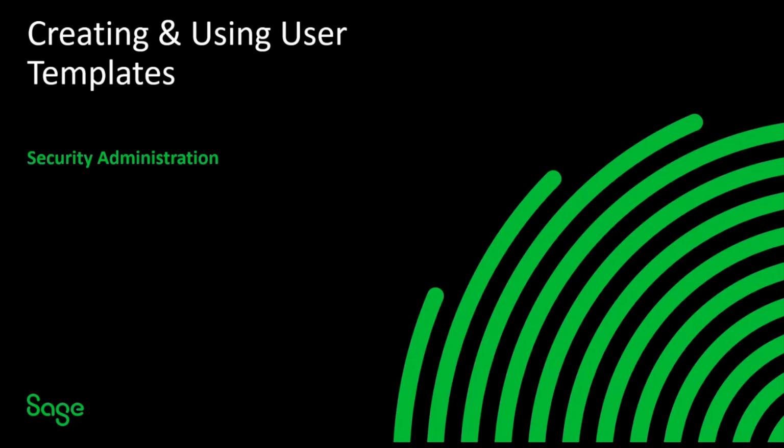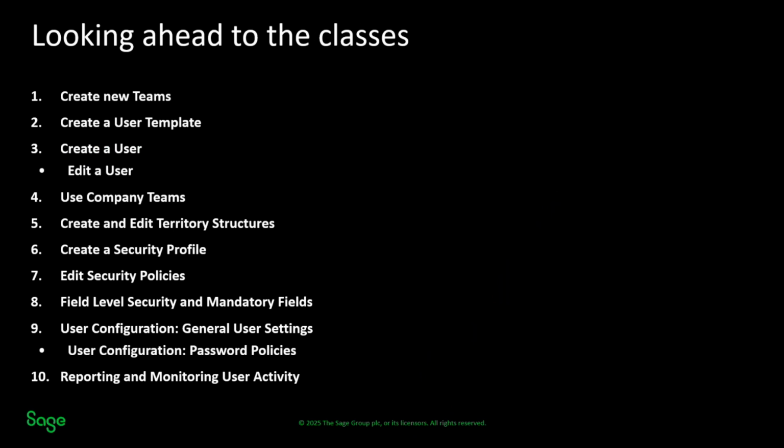Hello and welcome to this, our second in the new series of training courses looking at security administration. Today we're dealing with creating and using user templates. This is building up to where we'll be looking at the creation of user records, understanding all of the settings that are within the control of the user, and going on then to look at the rest of the administration of a user's experience within Sage CRM.